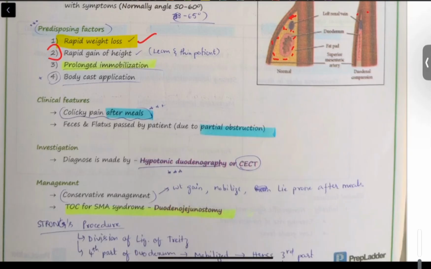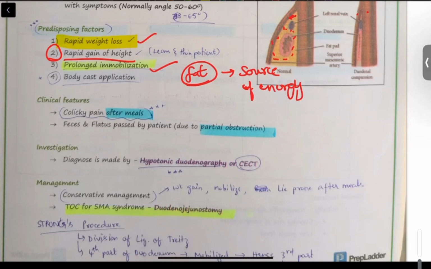Similarly, rapid gain of weight. In these patients also there is loss of fat because fat is not distributed evenly. Okay, so fat will be distributed unevenly, and because of that there will be hampered fat in this region. Okay, if there is prolonged immobilization also, in that case fat will be seen as a source of energy, and because of that the fat can get digested in case of prolonged immobilization.